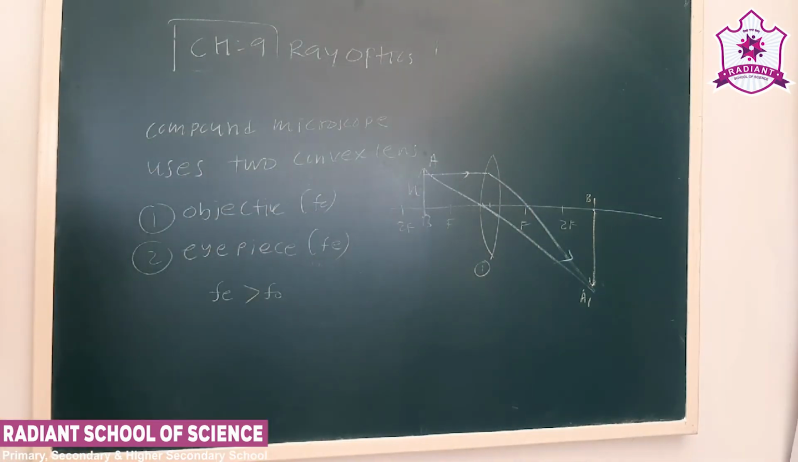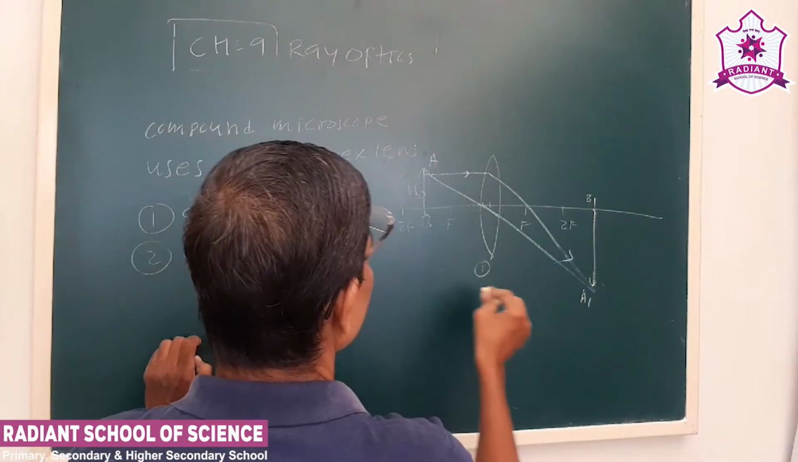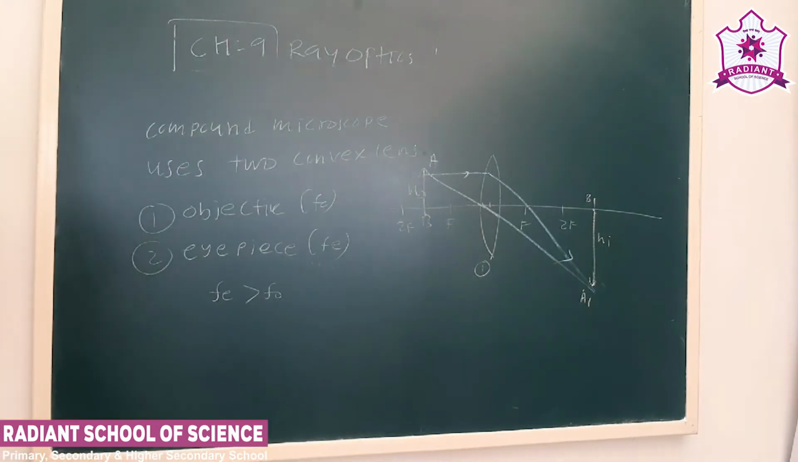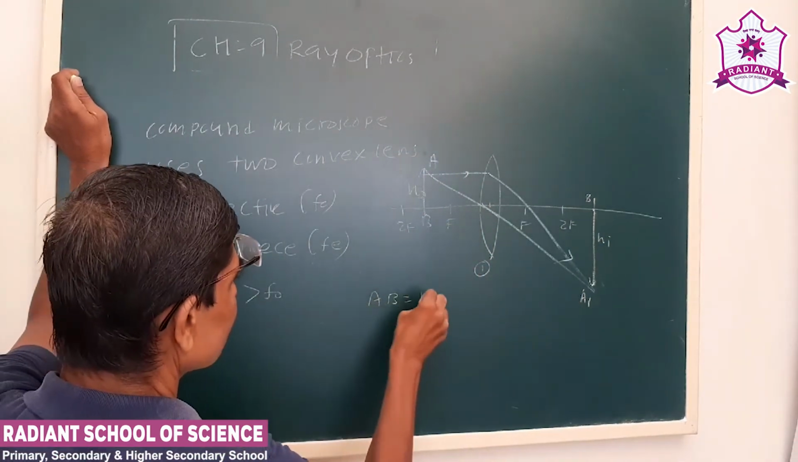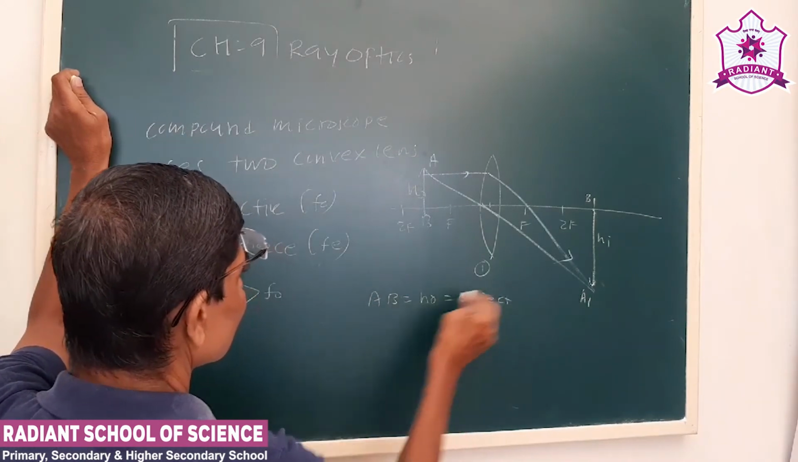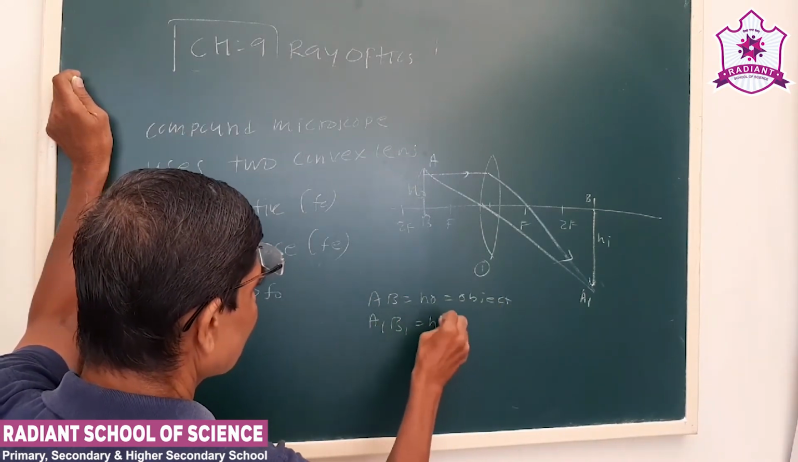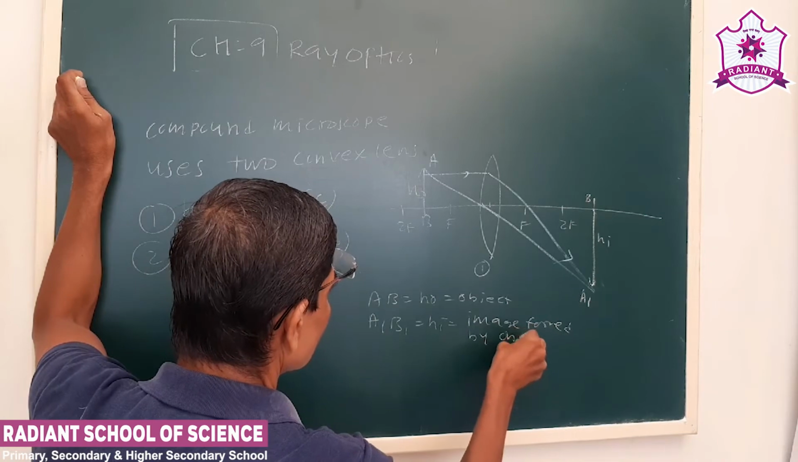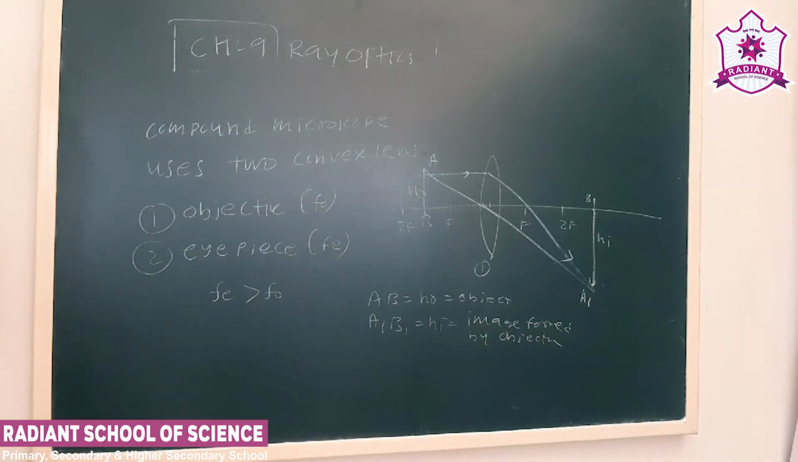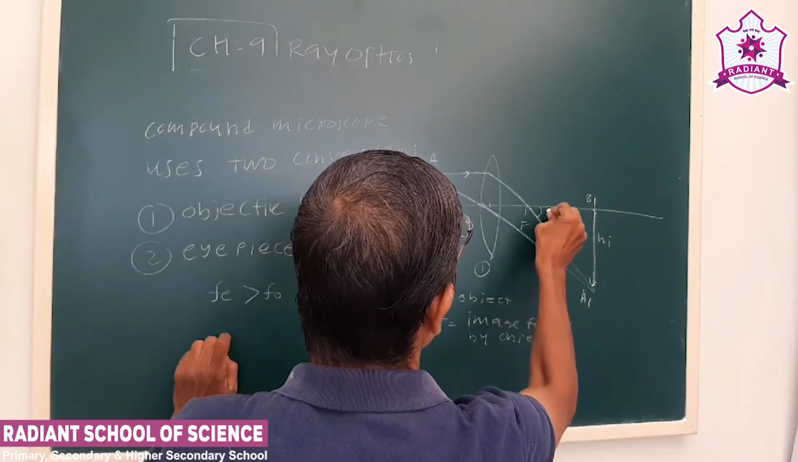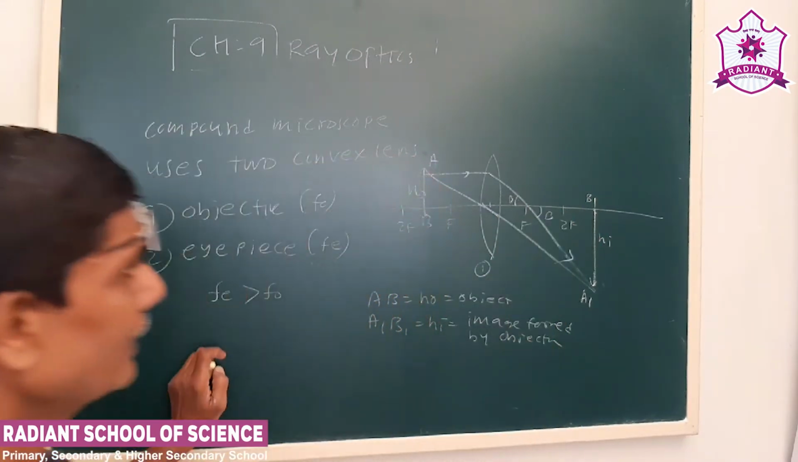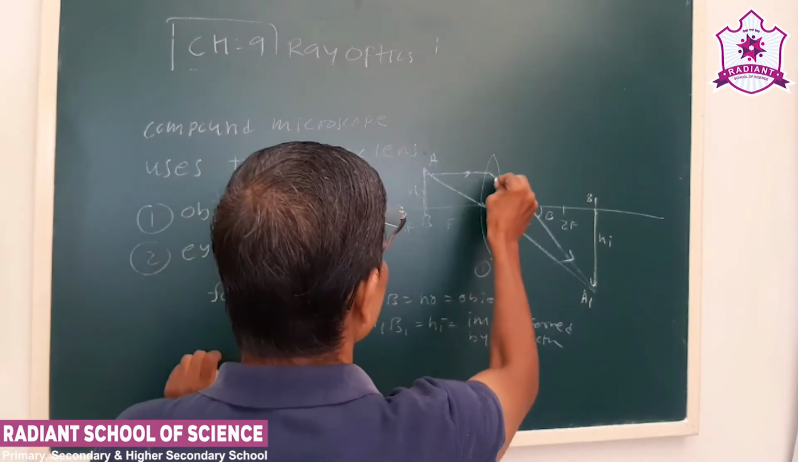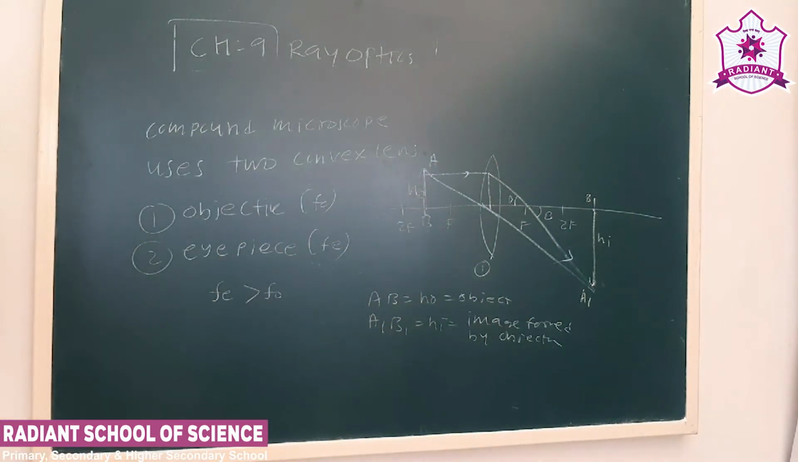So see here, AB is the object, and this A1 B1 is the image formed by it. Now this is HO, the height of the object, and this is HI, the height of the image formed by the object. Let us say it makes angle beta. Now we can easily see that this height and this height will be equal. So this is about the image formed by the first lens, that is the objective.